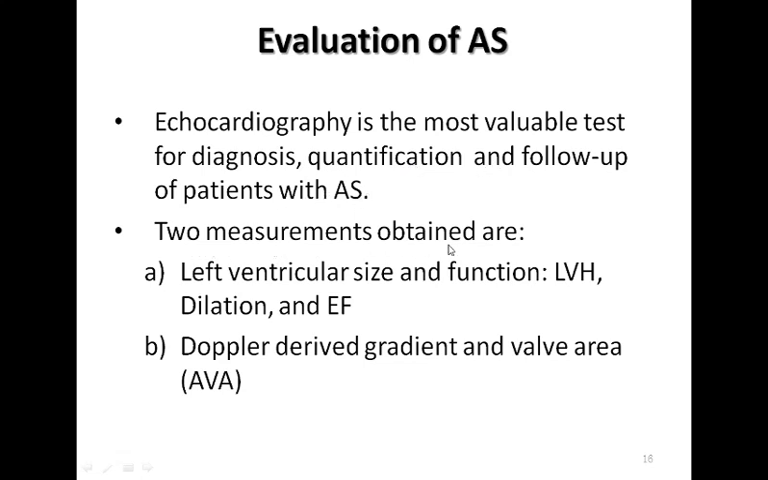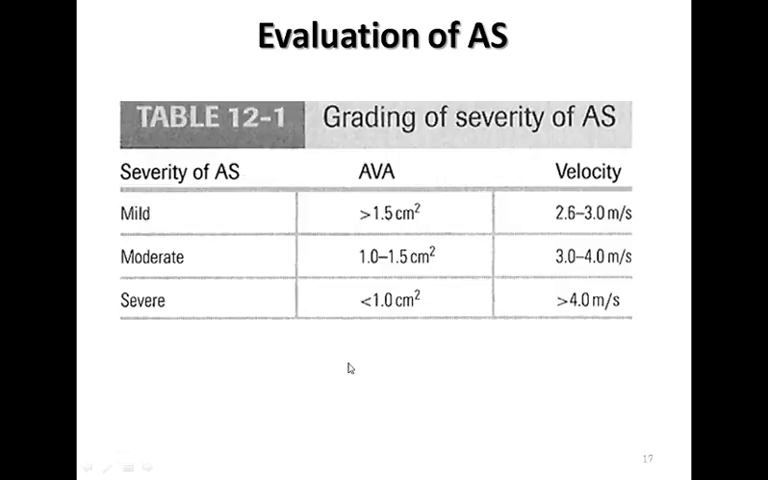Mainly two measurements are obtained: left ventricular size and function. So you take left ventricular hypertrophy, dilatation, and ejection fraction, and then the Doppler-derived gradient and the valve area are very important. This is summarized by taking the echo findings. This is how you grade mild, moderate, and severe aortic stenosis. This is the aortic valve area. This is the velocity. No need to remember these in your stage, but when you do postgraduate studies, you have to remember these values.